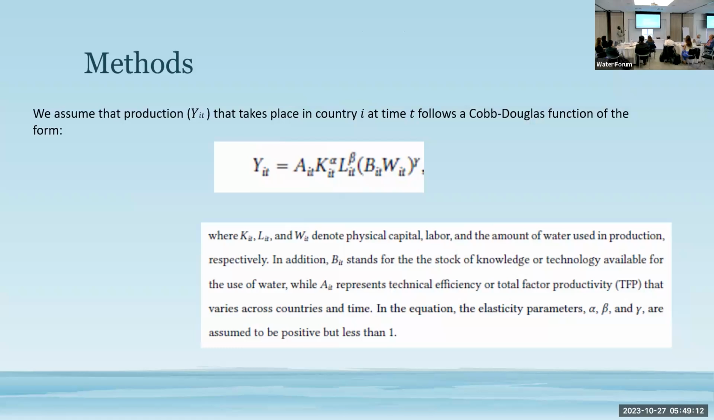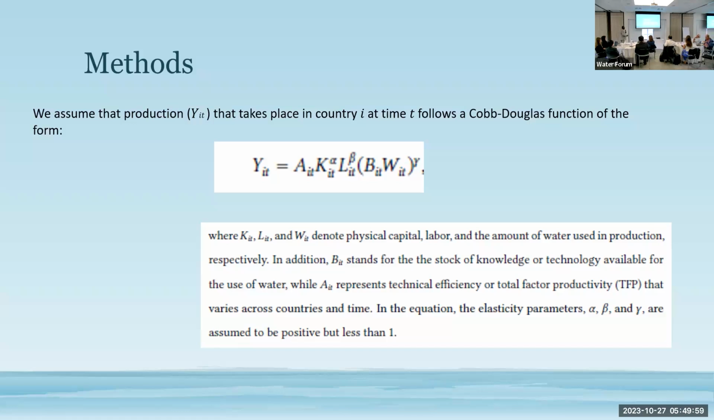So we consider a simple Cobb-Douglas production function where output, Y, is a function of total factor productivity, or what we call technical efficiency, capital, which is an input, and labor, another input. This is what we introduce in that model. B here we consider to be the equivalent of the total stock of knowledge in the water sector. W represents water use, or water withdrawals. These parameters, alpha, beta, gamma, are the equivalent of elasticities, the responsiveness of output with respect to these inputs.